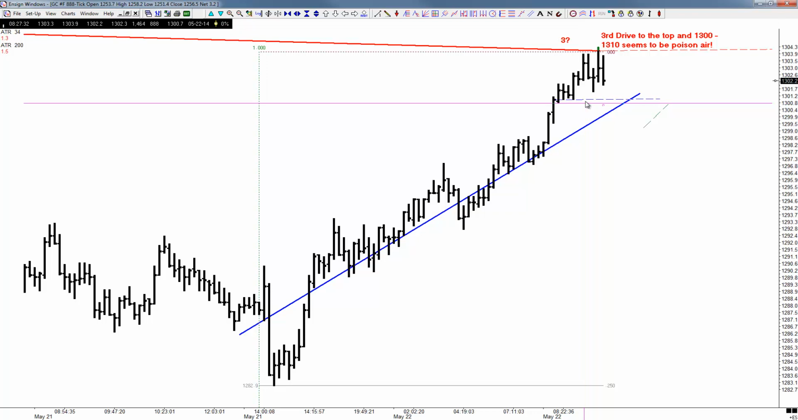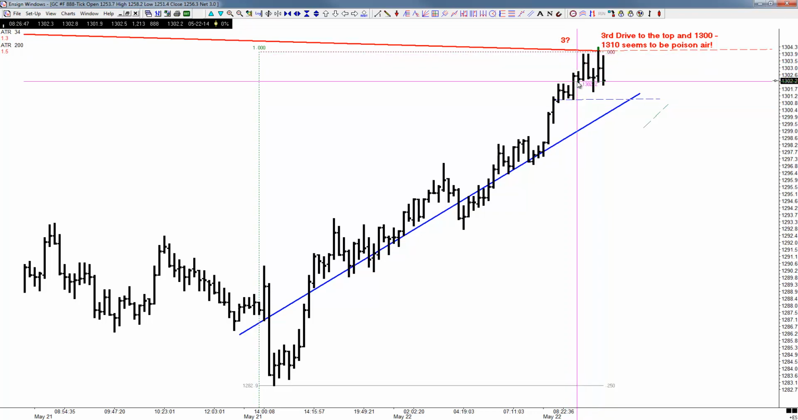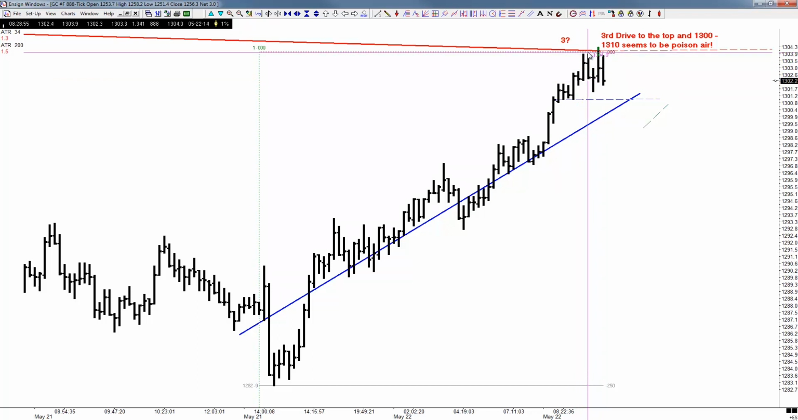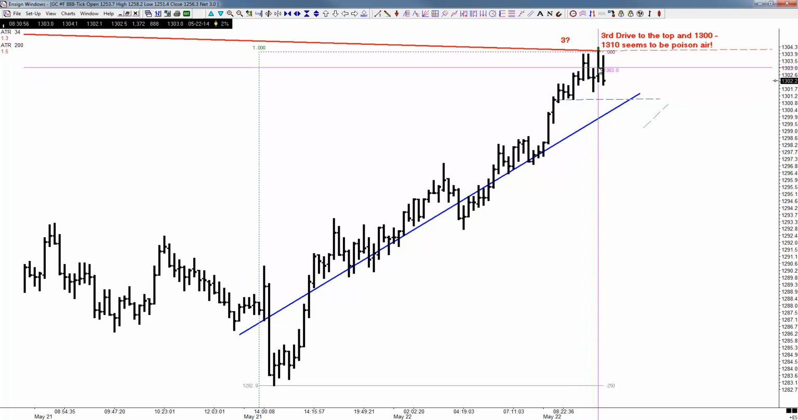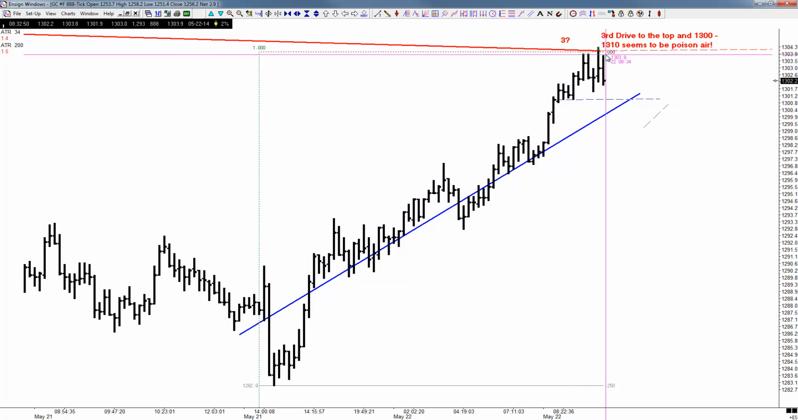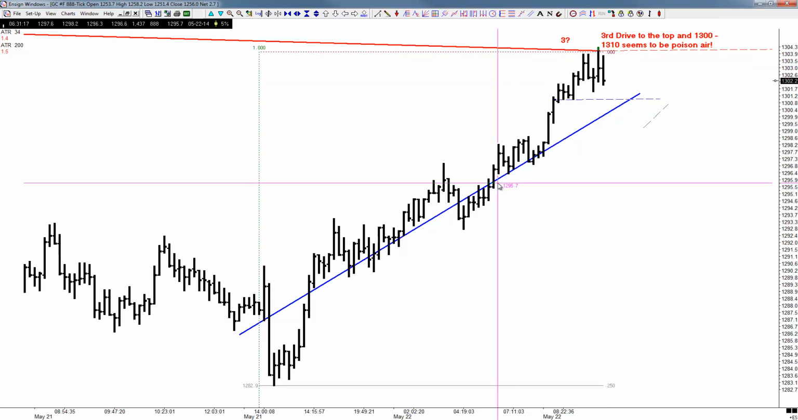And take a look at what happens when we get to 1304. Even here, when we get mirror bars. Close near a high, close on the bottom. Make another run up, but we close in the lower half. And then the next bar tries to make a high, but fails and closes on its low. It seems like there's poison air up there.